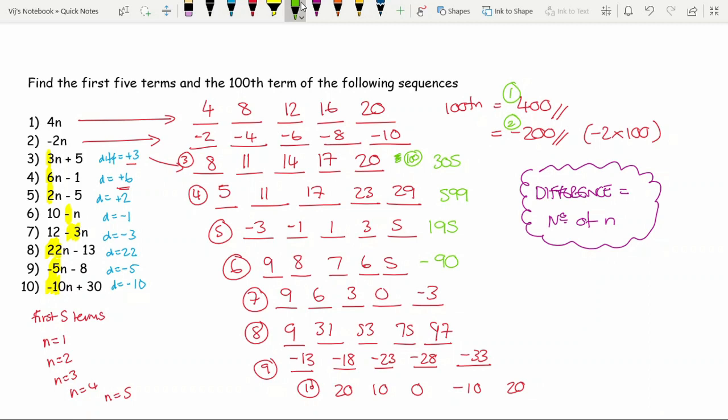For question 7, it's going to be 12 minus 300, which is minus 288. For 8, it's going to be 22 times 100, take away 13, which gives me 2187. Then question 9, it's going to be minus 5 times 100, minus 8, which gives me minus 508. And finally, it's going to be minus 10 times 100 plus 30, which gives me minus 970.